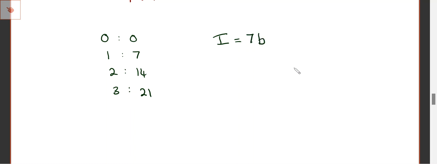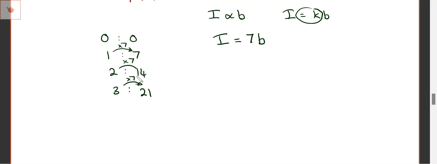The other light bulb is €7. So my table is 0, 0, 1, 7, 2. You notice how I'm writing it now? I equals 7B is the function you should have written, because we know that I is directly proportional to B. I equals KB. K is the constant of proportionality, which can be seen because they are linked in that way. Okay? It's always times 7.